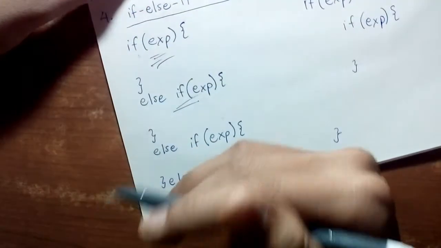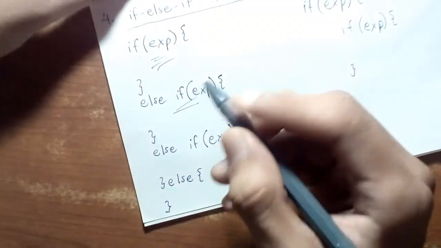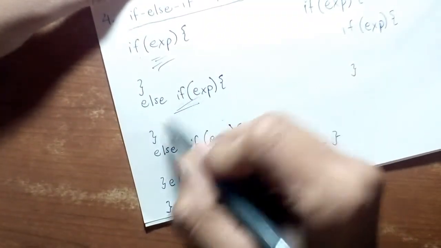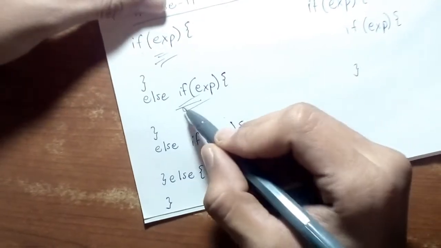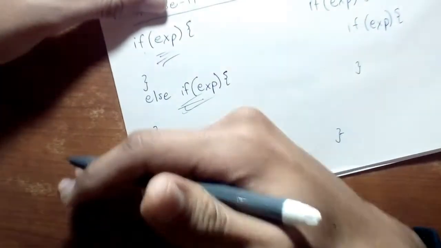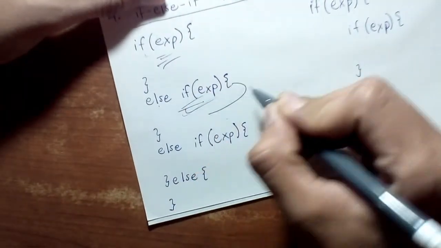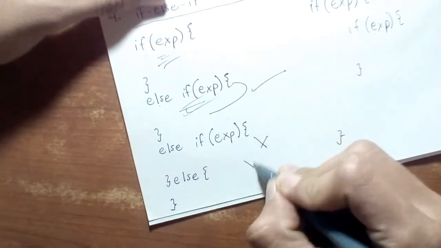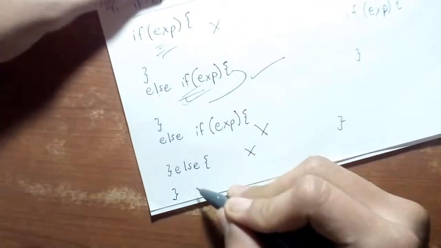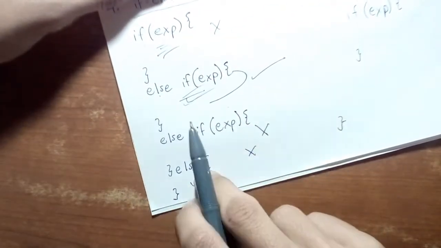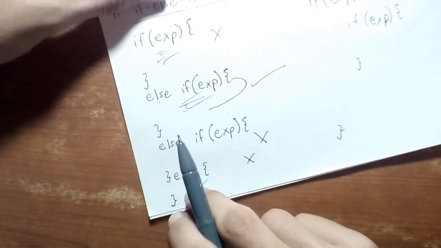The moment it finds a true block at an if part, it will execute it, and it will ignore all the rest of the ones. For example, if this expression comes out to be true, then all this will not execute. Now at the last, we can optionally give an else or not. We can add it or we cannot add it.